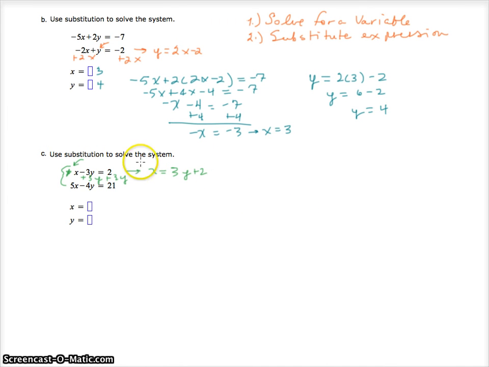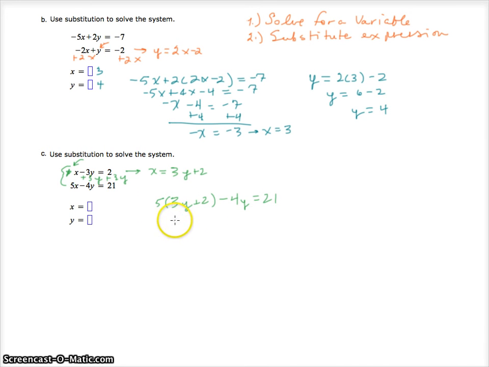So now I take this value and I plug it in. So I want to plug into the bottom equation. So since it's 5x, it's going to be 5 times 3y plus 2 minus 4y equals 21. Now I'm going to solve for y.